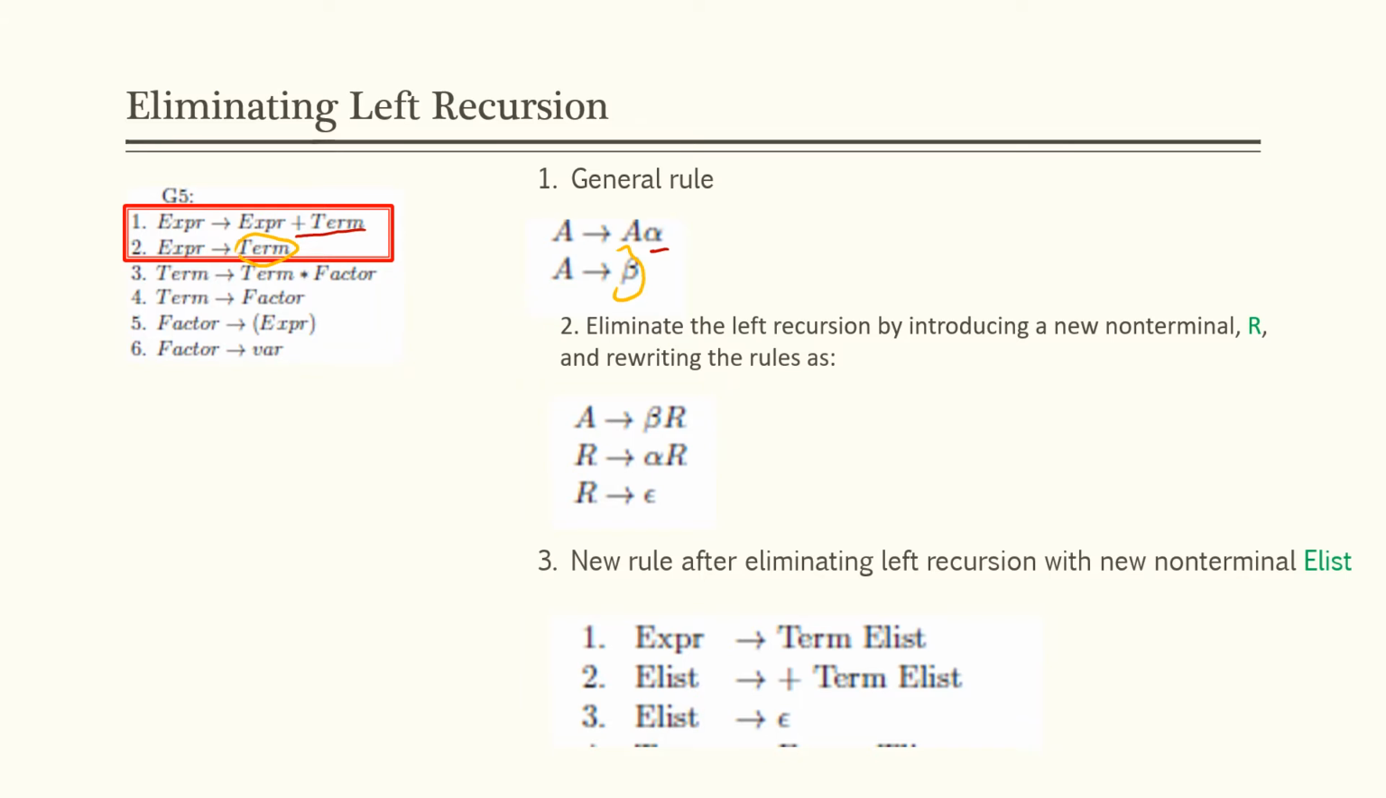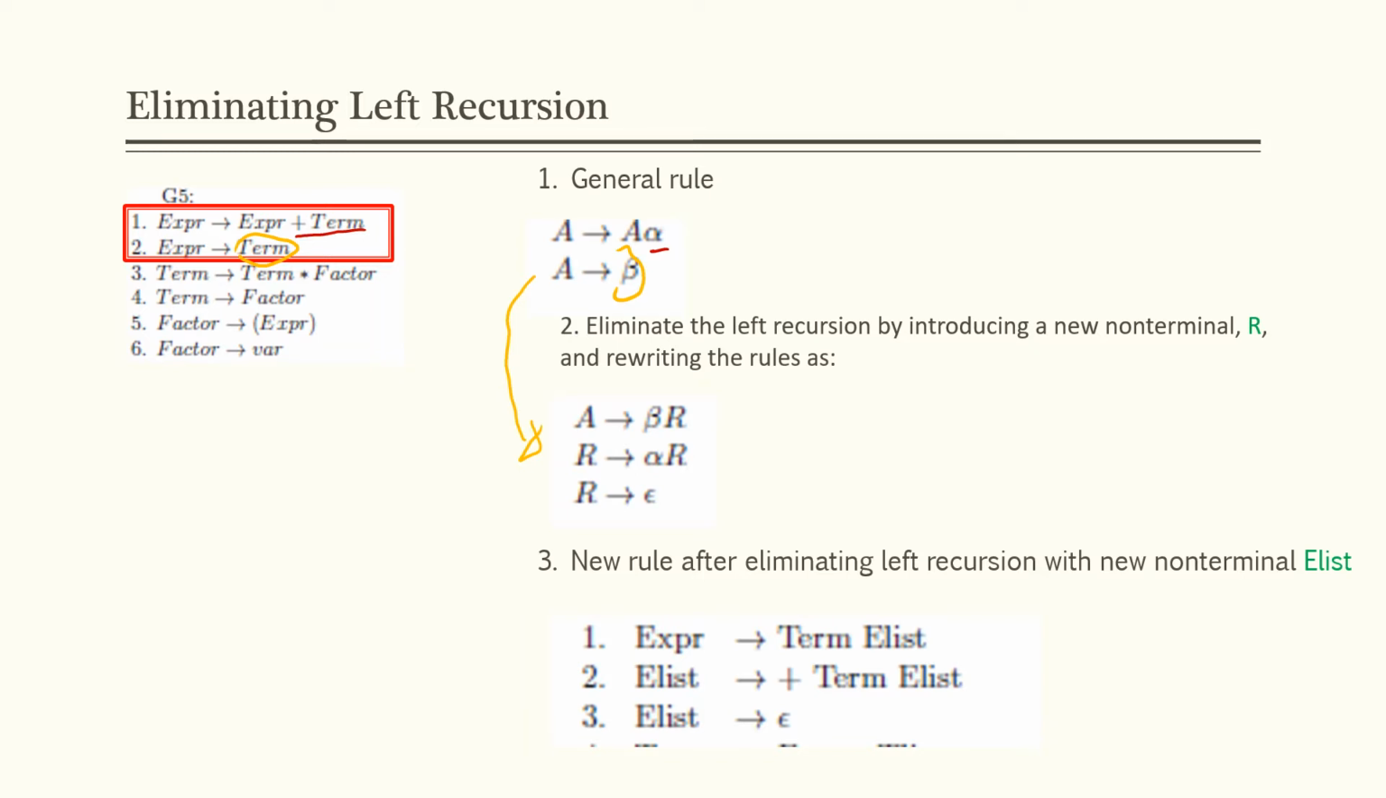Okay, so we're rewriting the rule as A goes to beta R, R goes to alpha R, and R goes to epsilon. Okay, so we are going to rewrite the general rule we have into new rules. This is the process to eliminate the left recursions. So what will we get?